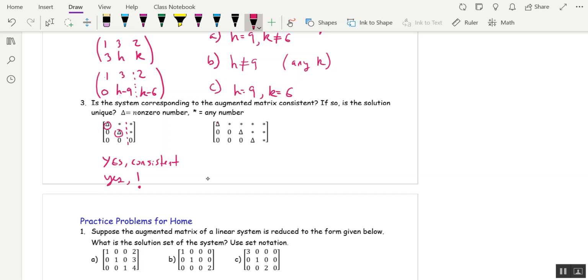Next one, pivot, pivot, pivot. So I've got a pivot in every row of the coefficient matrix, so I can't get an all zero equals b row. So yes, consistent. But no, not unique, because x2 is free. So there's a free variable. All right, and that is the end of this section.